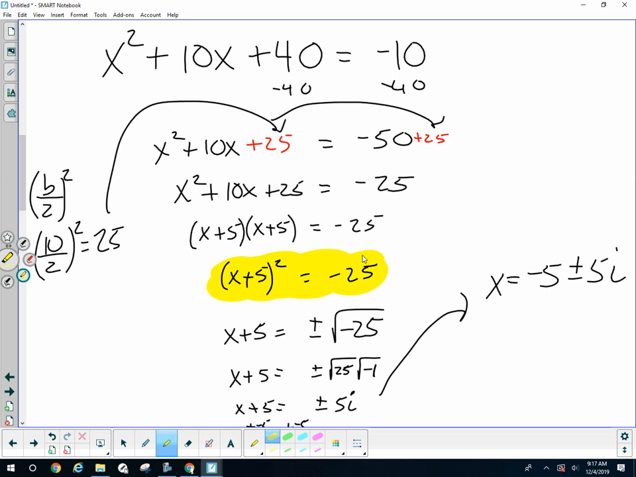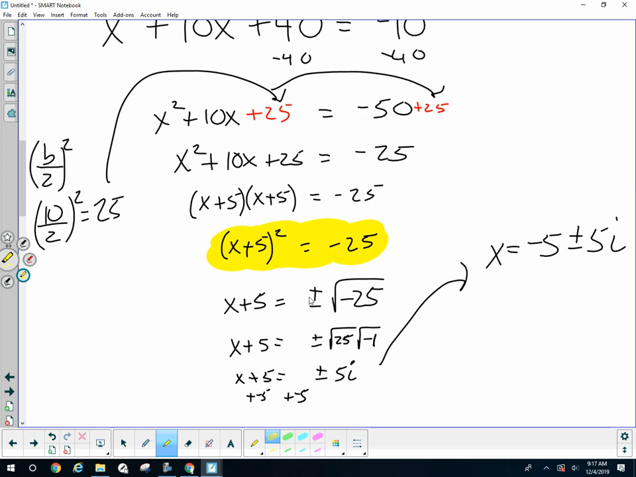And now I can square root both sides. I get x plus 5 equals plus or minus root -25. Don't forget the plus or minus. Since it's a root of a negative, we know it's an imaginary number. Split it up. Square root of 25 is a perfect square, so we just get 5. We can subtract the 5. We get our answers. Okay?